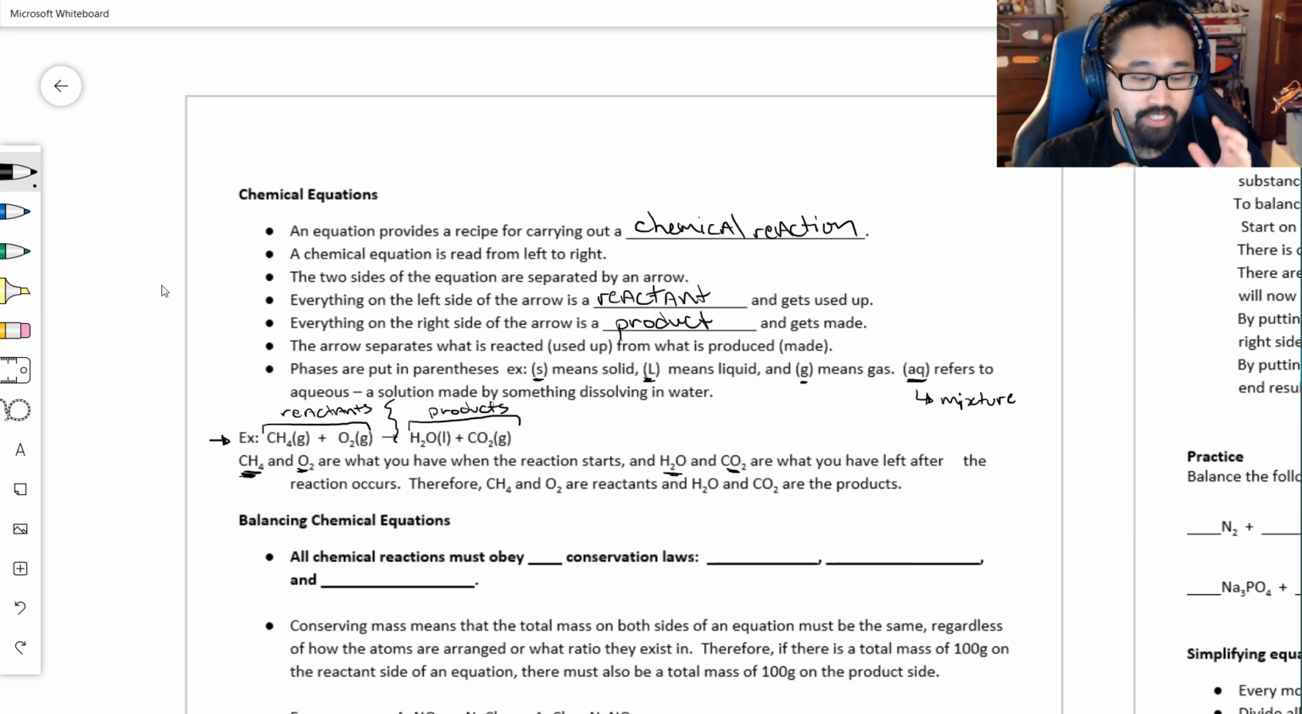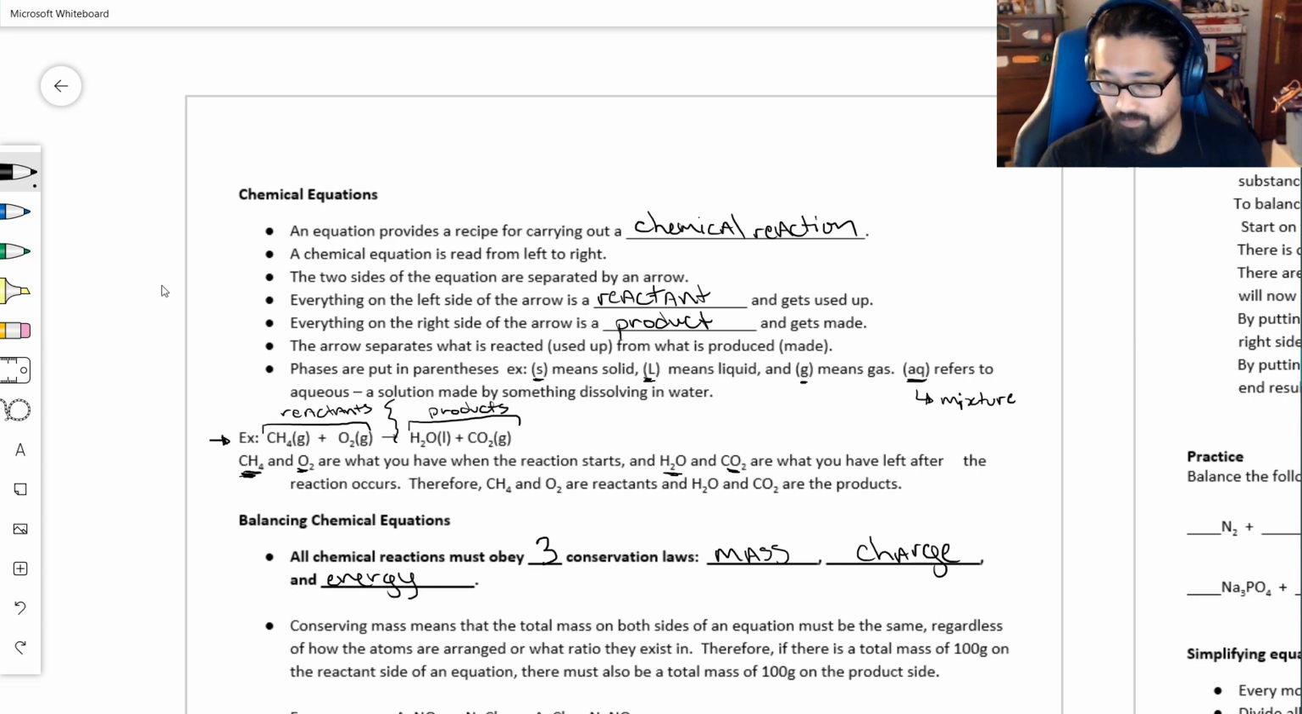Now, in order to do the chemical reaction, the chemical equation has to actually be balanced. And in order to do that, we have to obey 3 conservation laws. We have to go mass, we have to go charge, and we have to go energy. Right? Now, conservation of mass means that all the mass that was there in the beginning has to be there at the end. Right? So if I had 100 grams in the beginning, I'm going to have 100 grams at the end. If I have 1 C at the beginning, I have to have 1 C at the end.